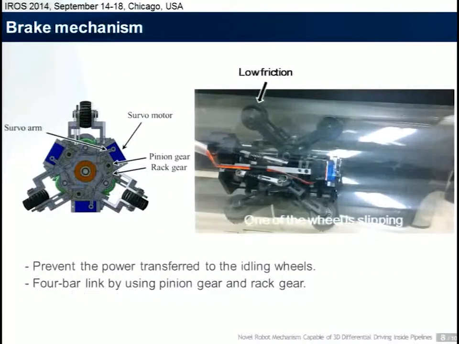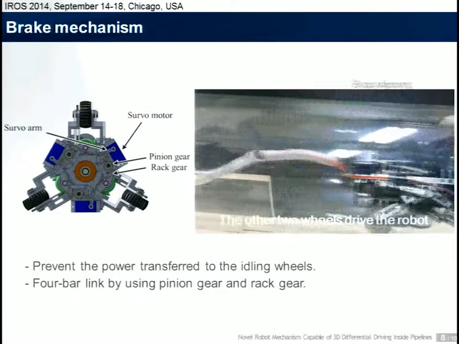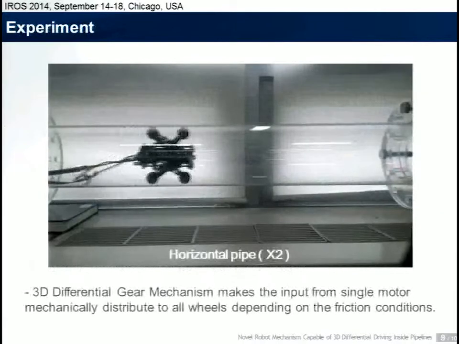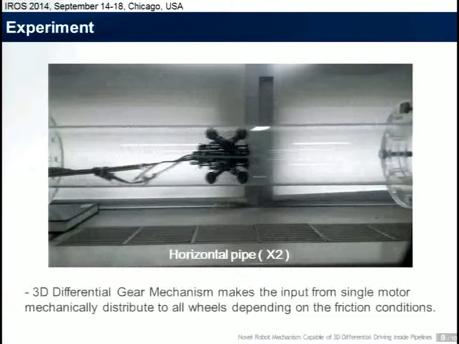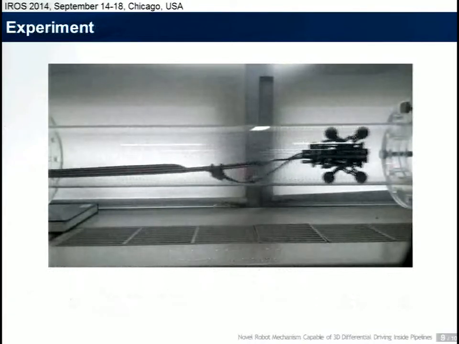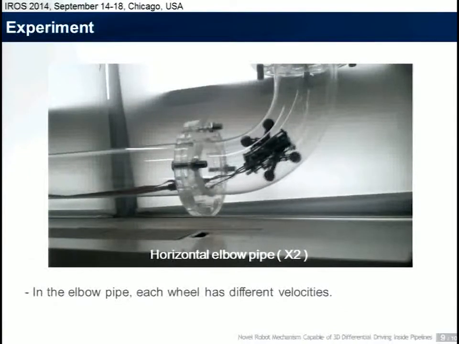Finally, the brake mechanism. If one of the wheels is slipped, the brake mechanism prevents power crossing by braking the idling wheel and transferring the power to the other wheels. The driving experiment was carried out in an acrylic pipeline. This pipeline consists of horizontal, vertical, and elbow sections. As shown in the video, the robot operates well as expected.